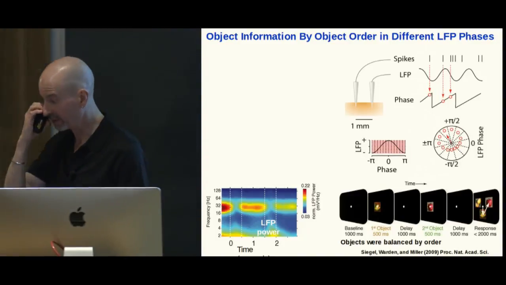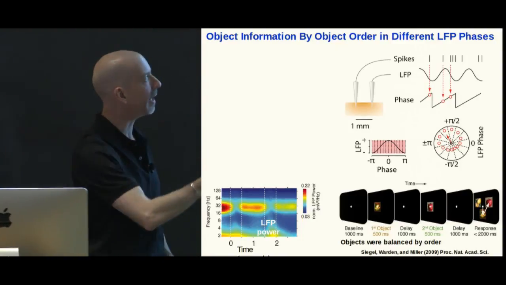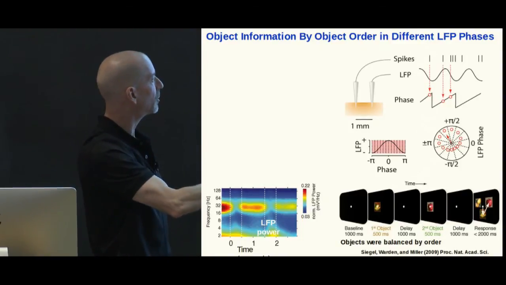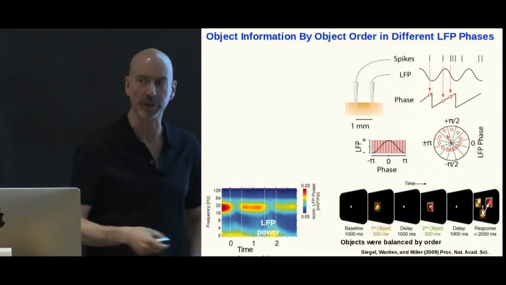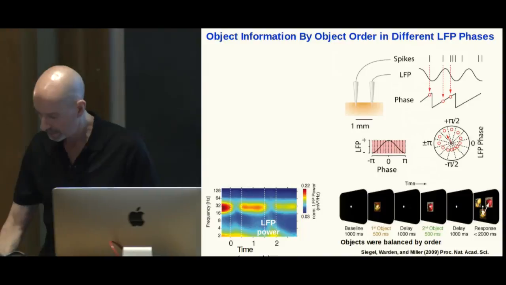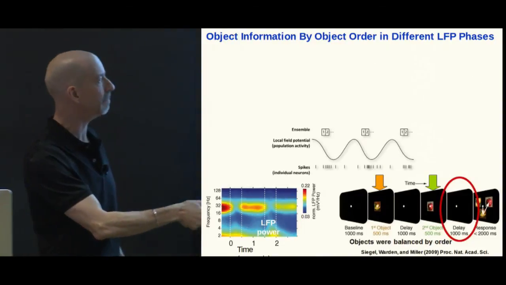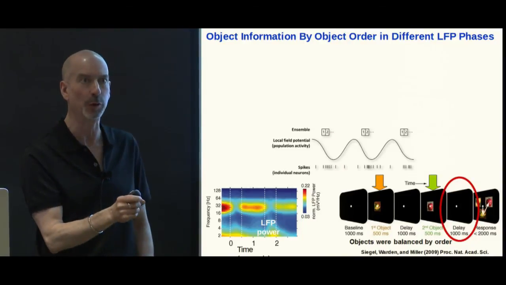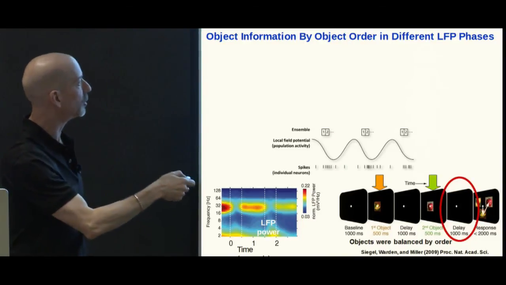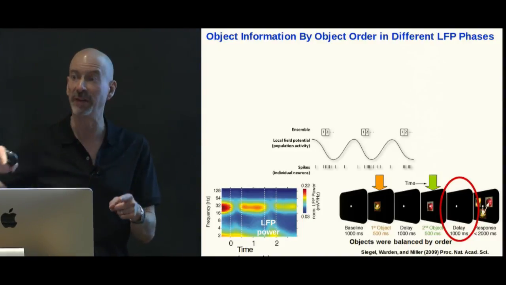But now what Marcus did is he took these, by summing spikes over a number of trials and a number of cycles during the memory delay, and he can actually compute neural information about the two objects the monkey's holding in mind. So what I'm going to show you now is data just from this second memory delay, where the monkey's holding the two objects in mind and their order. And I'm going to show you neural information about the first object and neural information about the second object as a function of LFP phase.